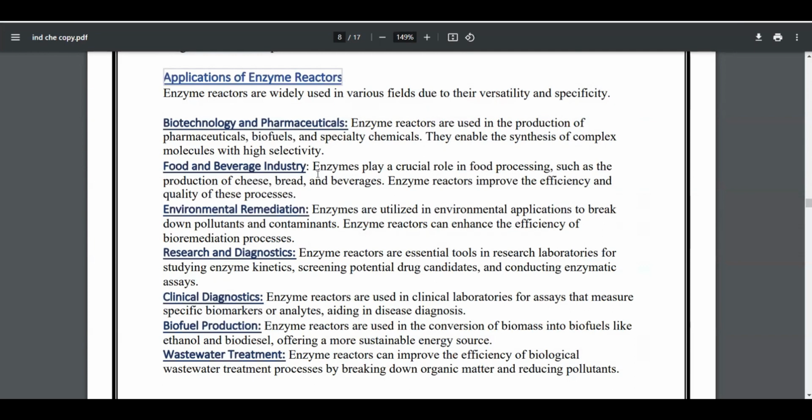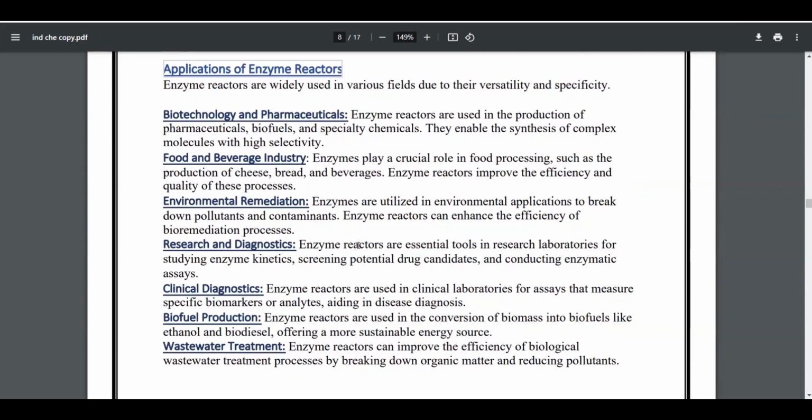The second application is the food and beverage industry. Enzymes play a crucial role in food processing, such as the production of cheese, bread, and beverages. Enzyme reactions improve the efficiency and quality of these processes. Then the third application is environmental remediation. Enzymes are utilized in environmental applications to break down pollutants and contaminants, because these enhance the efficiency of bioremediation processes.